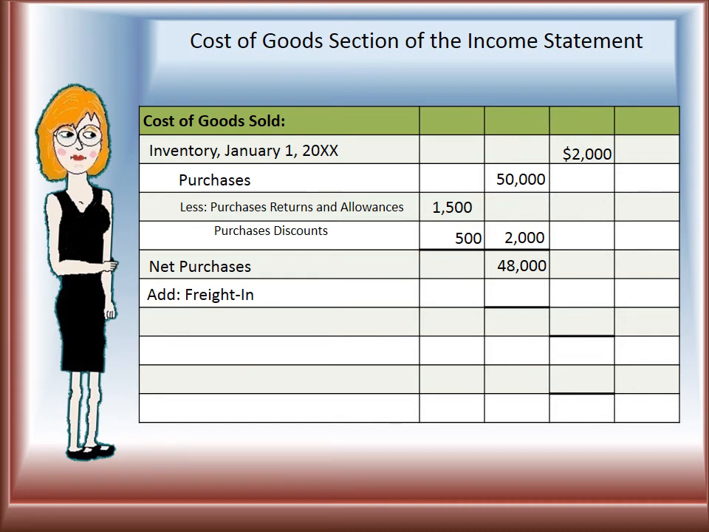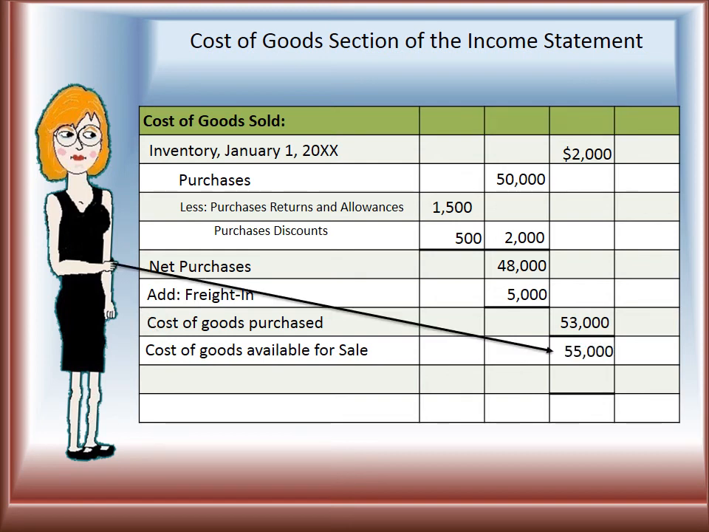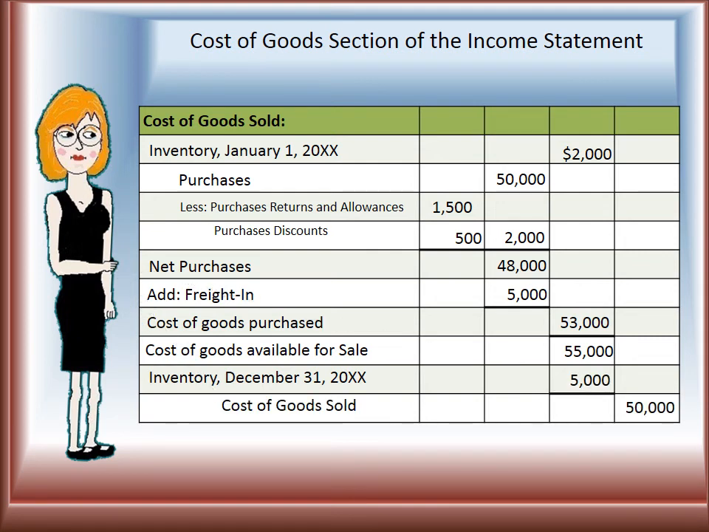Then we will add the freight in to the net purchases, and this will give us cost of goods purchased, which we will then move over to the second column. We'll add that to the beginning inventory to get cost of goods available for sale. And then we will subtract our ending inventory to get our cost of goods sold. And that's our cost of goods sold section of the income statement.